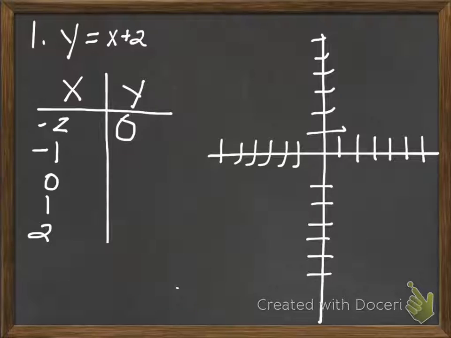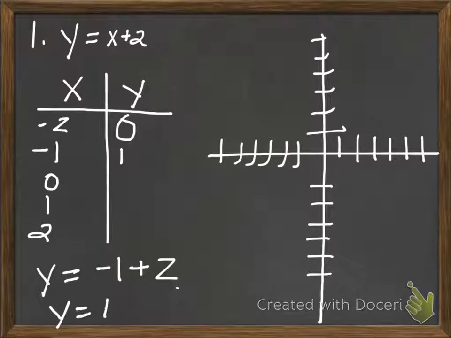And just to save room, I'm going to erase these after each one. All right, so now my x is going to equal negative 1. So I have y equals negative 1 plus 2, and negative 1 plus 2 is 1. So I'll put that into my chart now that I have solved for that. Let me go ahead and erase that.